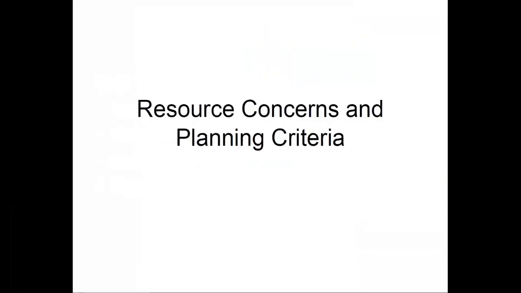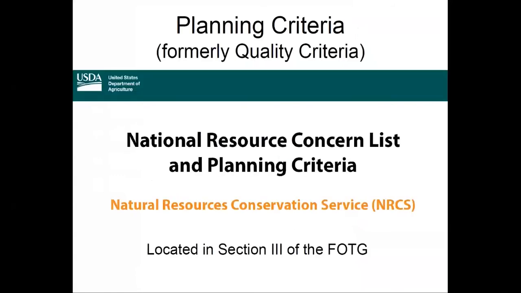So we're going to go through a couple of things about resource concerns and planning criteria, and this is where you find them. This is where the resource concern list and all the planning criteria is. This is brand new, based on all the updated resource concerns for CART and Conservation Desktop. And all of this information is located in Section 3 of the Field Office Technical Guide.